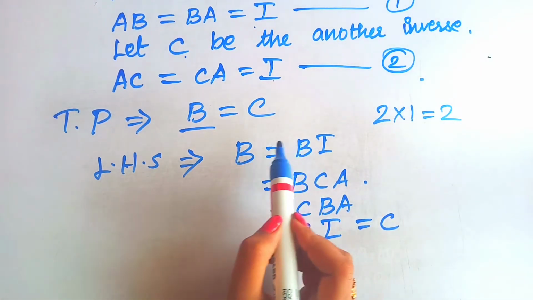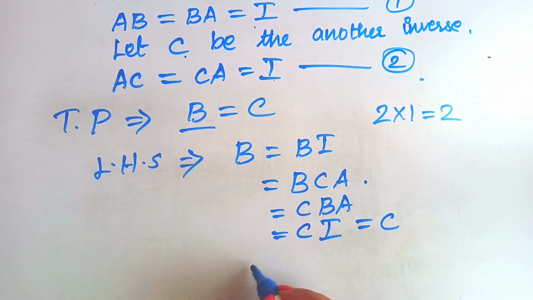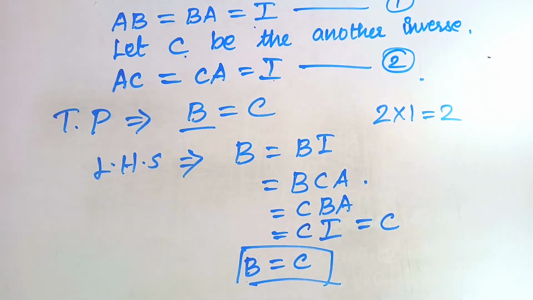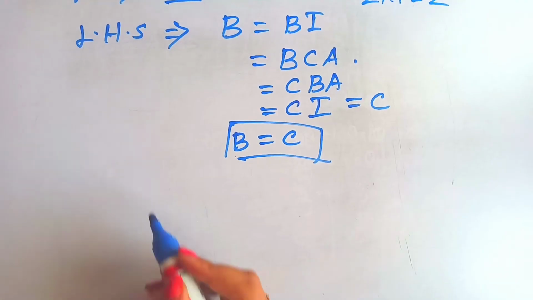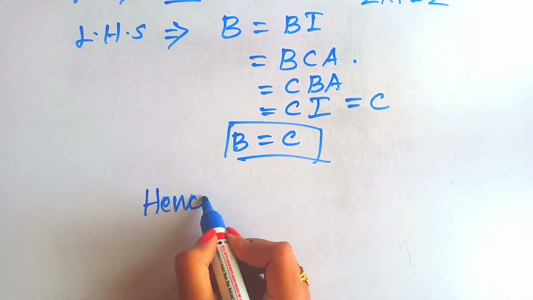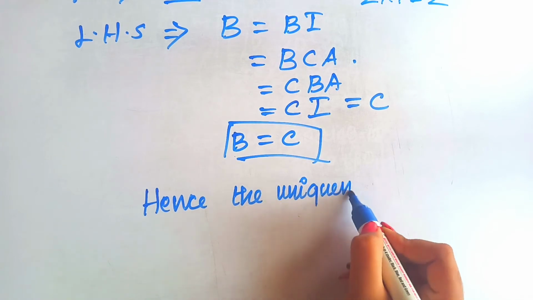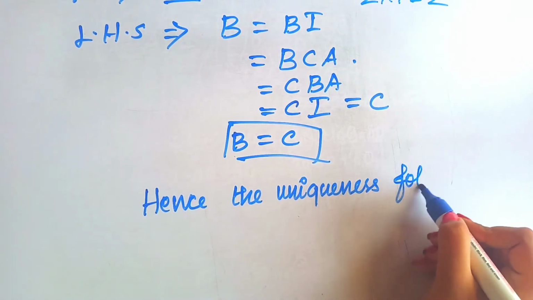So therefore what you have proved is B is equal to C. So B is equal to C. So we have proved this, B is equal to C. So therefore the uniqueness exists. Hence the uniqueness follows.